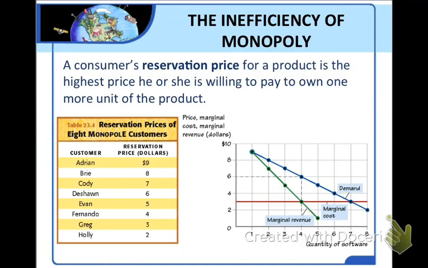Now, the table right here lists the reservation prices of Monopoly's 8 potential customers for its window shade software product in descending order. We have already seen that the firm's profit maximizing quantity is 4, and its profit maximizing price is $6. Notice that for $6, Adrian, Bree, Cody, and Deshaun, these customers right here, would all be willing to buy the software because they're all willing to pay more than $6.